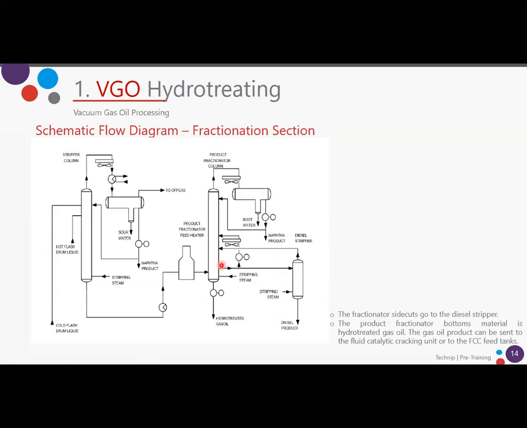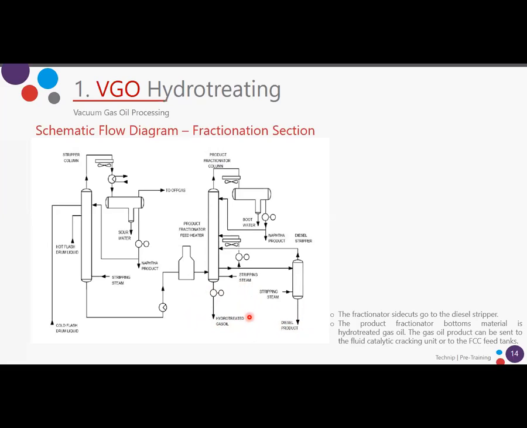We have here a side cut that is this diesel stripper. So it is the diesel that we will get from the unit. And this bottom is our main product, the hydrotreated gas oil that we will send to the FCC unit, or of course to the FCC feed tanks. Okay.